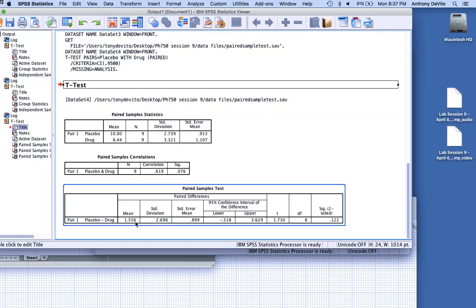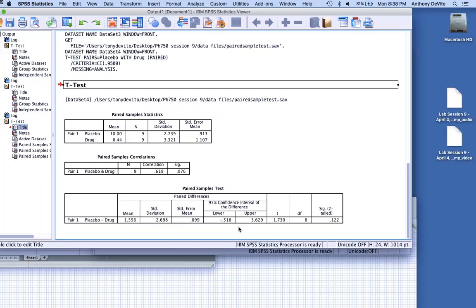And what do we get? Mean 1.556, the same as we got in Excel. The standard deviation, the standard error, the confidence interval is calculated also. I'll talk about that in a second. And the t-score is 1.73. Does that sound like a t-score you can reject a null hypothesis with? No, it doesn't sound too good, right? Usually it's got to be over 2. Degrees of freedom are equal to 8, and the two-tailed significance is 0.12, right? Not less than 0.05. So all of that tells me I can't reject the null hypothesis.